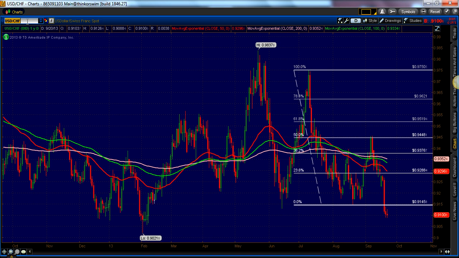Alright, you can see dollar Swiss diving here. We're below these previous lows. The next level is obviously these lows down here at 90.20 or so, definitely keep your eye on that. The Swiss benefiting from that euro strength that I was talking about.